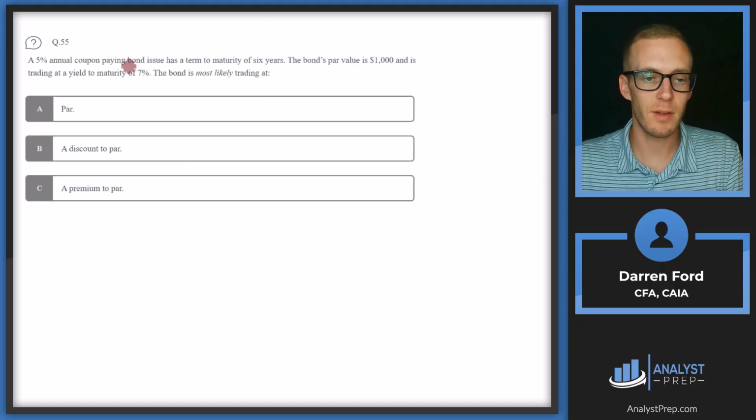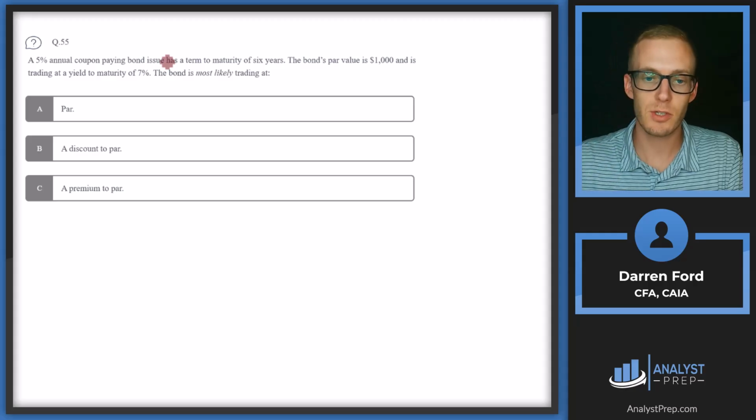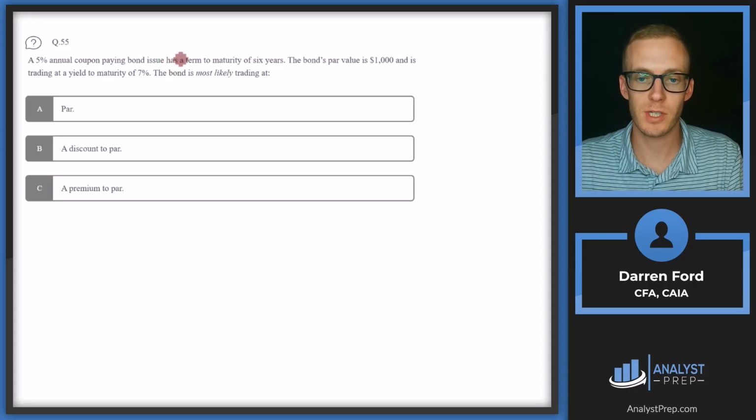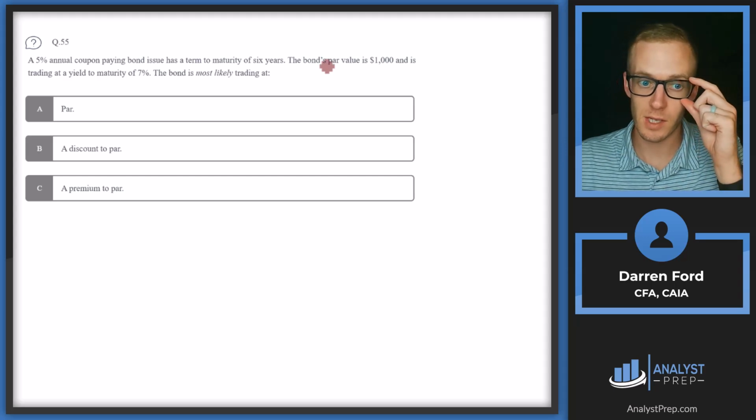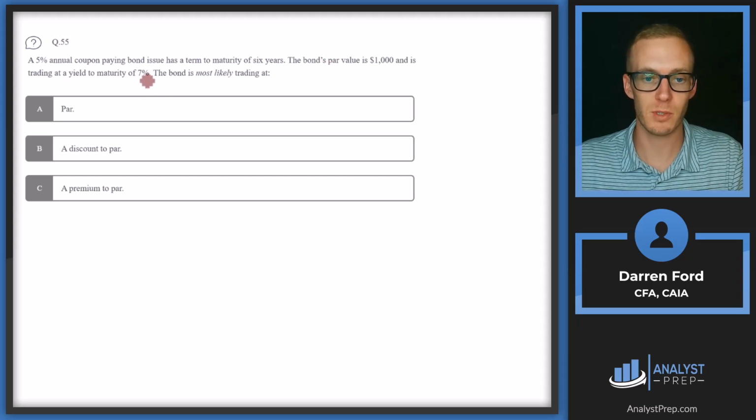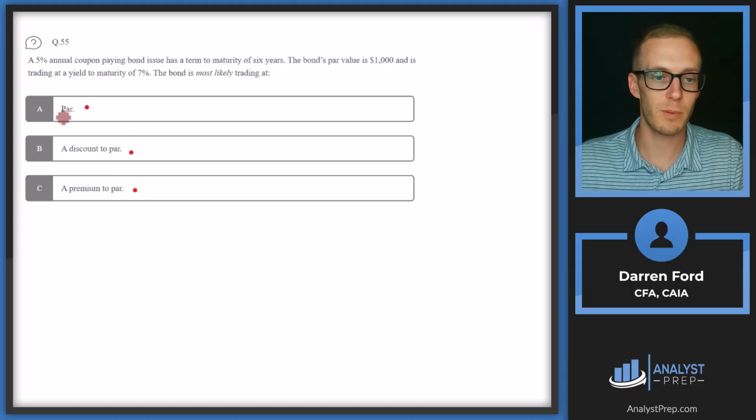Question 55. A 5% annual coupon paying bond issue has a term of maturity of 6 years. The bond's par value is $1,000 and is trading at a yield to maturity of 7%. The bond is most likely trading at A, par, B, discount to par, or C, a premium to par. So to be trading at par, our coupon would need to be equal to the yield to maturity, which is not. So we can rule out that right away.